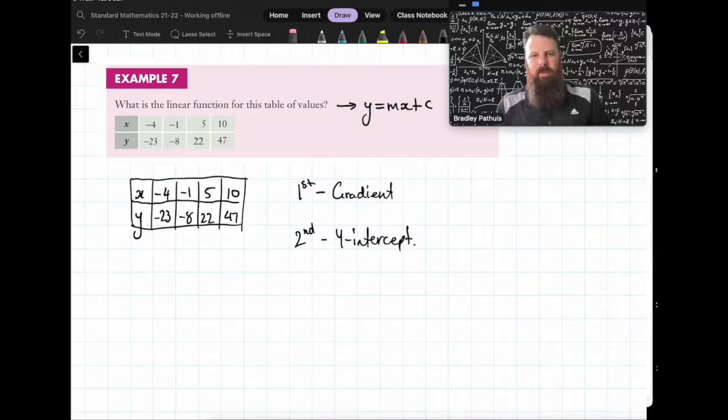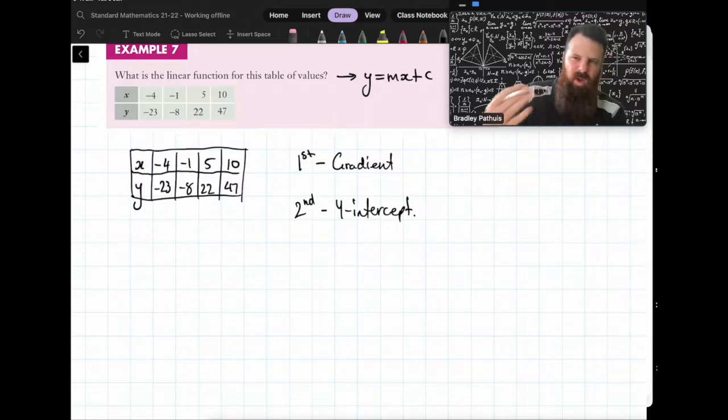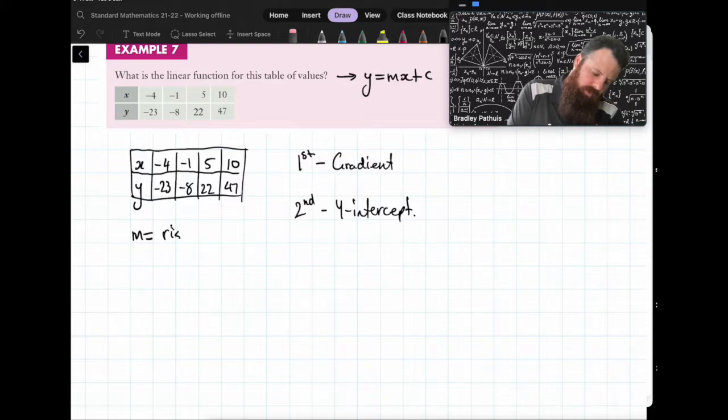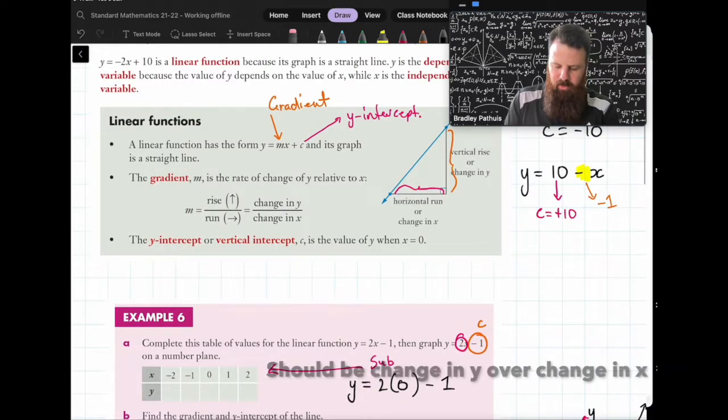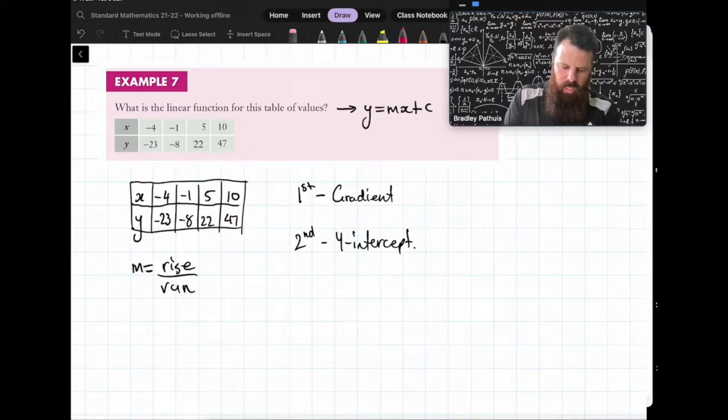Right, a couple of ways we can do gradient. I'm going to show you one way, but you can do it multiple different ways. So gradient was rise over run. And if we flip back up to the notes, remember it's the change in y over the change in x. Being me, I like to deal with positive numbers. So what is the change there? That is a change of plus 5. 5 to 10 is going up by 5.